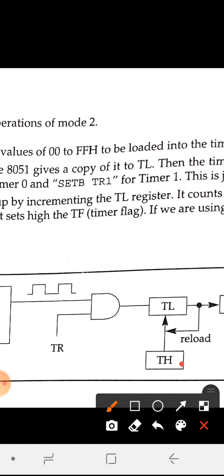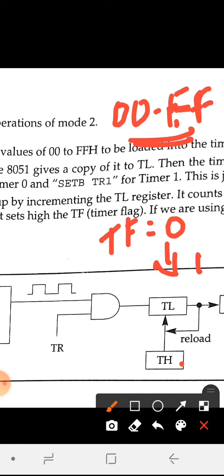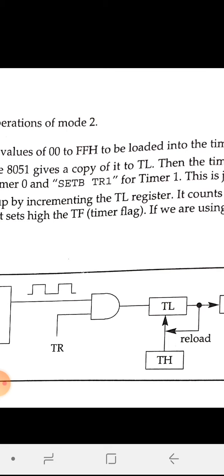Since it is 8-bit, the count you can have is between 00 to FF. If the count is less than FF, then the status of the overflow flag will be 0. Once it reaches the maximum, that is FF, it will roll back to 0. At that time the status of TF will be changed to 1, where the content of TL has to be reloaded with the value which is present in TH.